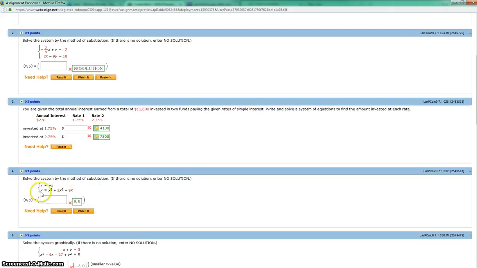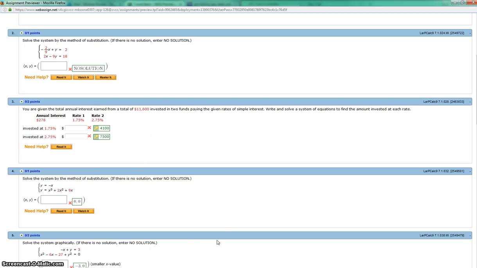This one's a little different. We could do a substitution method on this, but this one's just maybe a little bit more involved. Number 3 is doing a word problem.